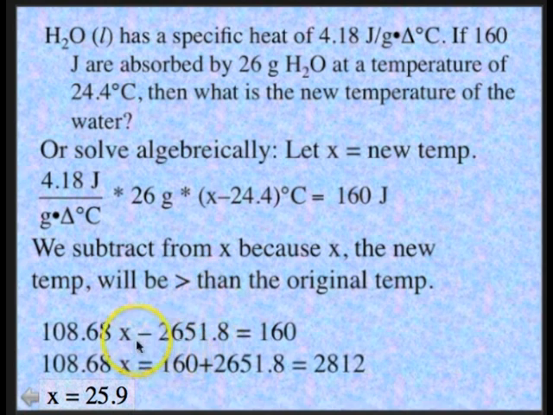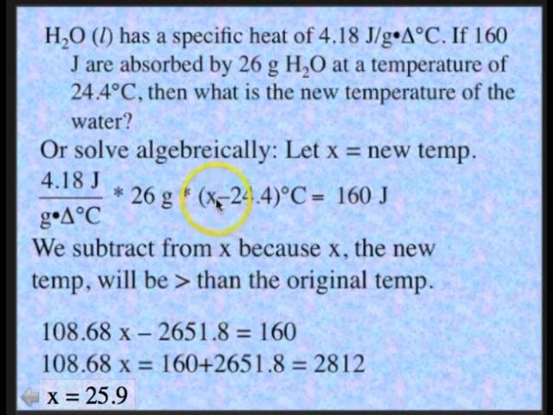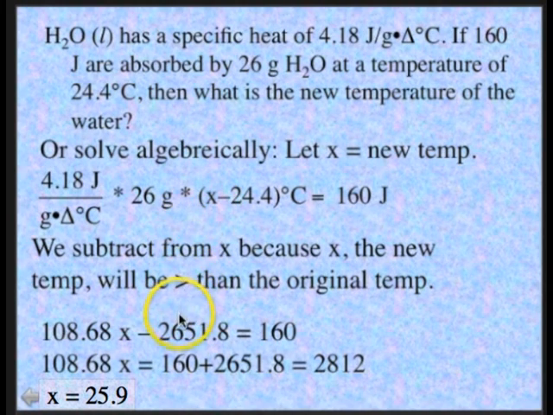Here it is, solving for x. We get 108.68 x minus 2651.8 equals 160. And moving that all around, we get our new temperature that way, solving for x. So you can solve this either way. I'm partial to the algebraic solution to it, but you can solve it any which way.